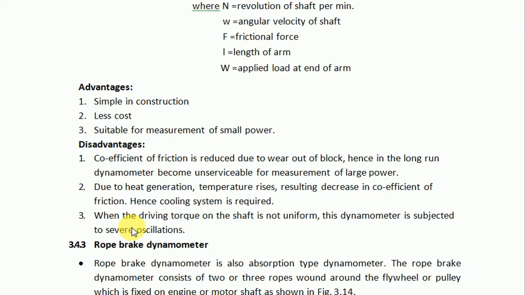for the dynamometer. Third, when the driving torque on the shaft is not uniform, this dynamometer is subjected to several oscillations. So it will be difficult to find out the particular value if the torque is not uniform on this shaft. So these are the disadvantages of the Prony brake dynamometer.